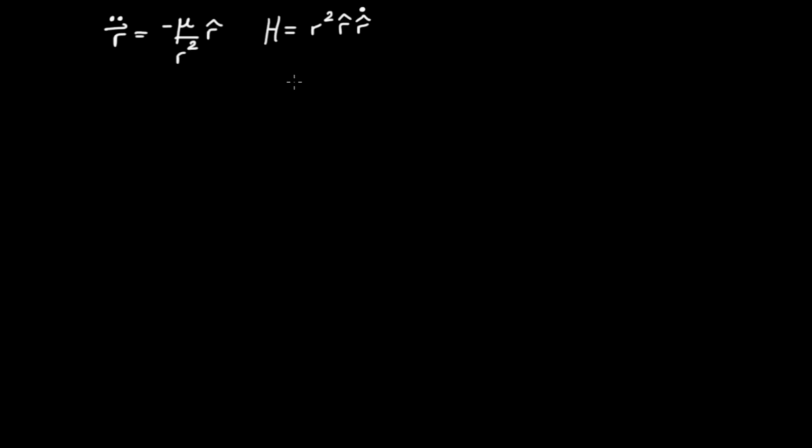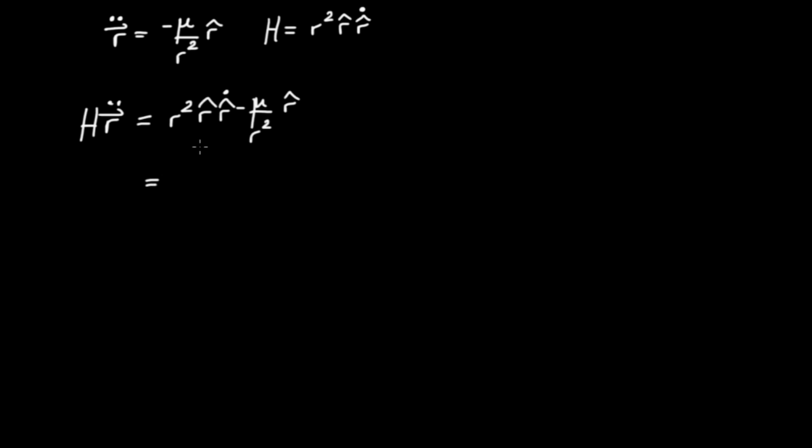Now here's the piece of magic that I'm going to perform next. What I'm going to do is multiply these two equations together. I'm going to multiply h times r double dot. So I'm going to multiply this by this. And let's write that out. So on the left we have r squared times r hat r hat dot. And then on the right we have minus mu over r squared times r hat.